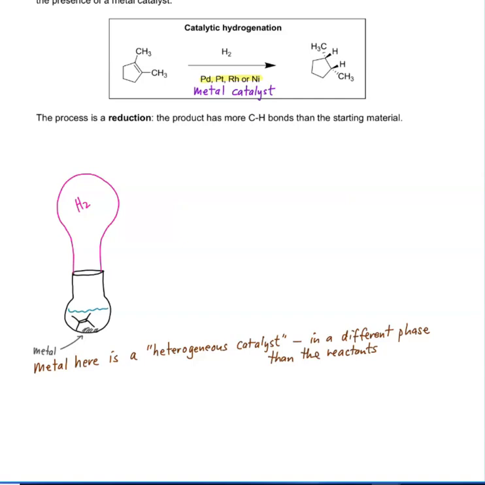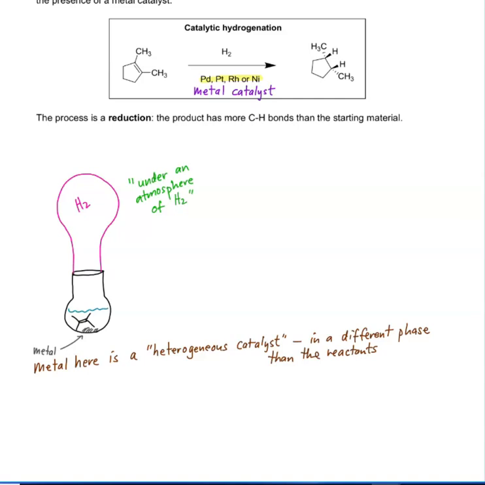Okay, so you're going to fill the balloon with hydrogen and then just put that on top of the reaction mixture. And what we say about that is that that is putting the reaction under an atmosphere of hydrogen. So now the reaction is under an atmosphere of hydrogen. Okay, so what's going on in there now?